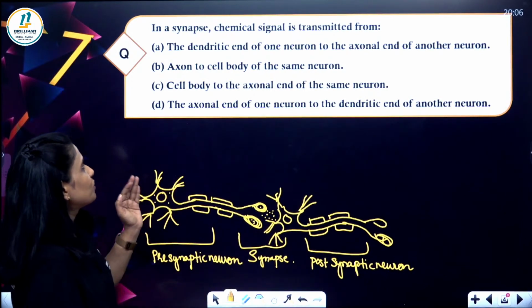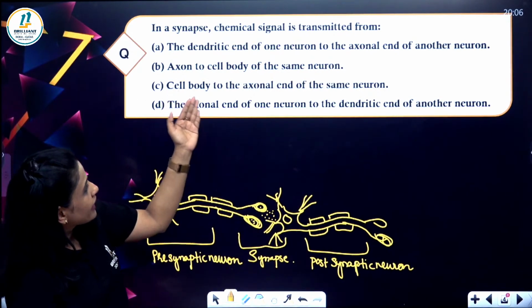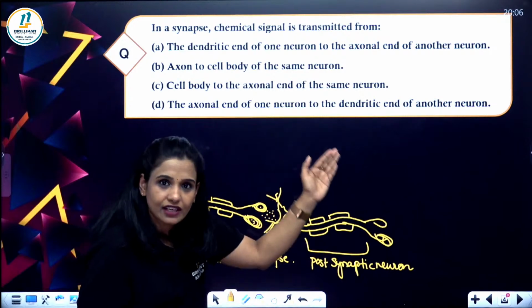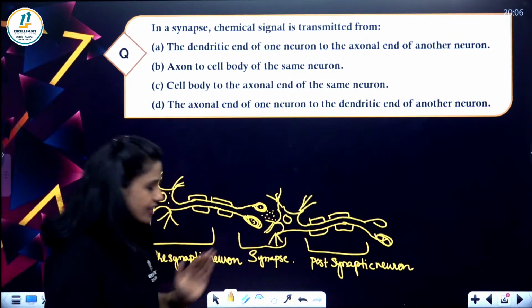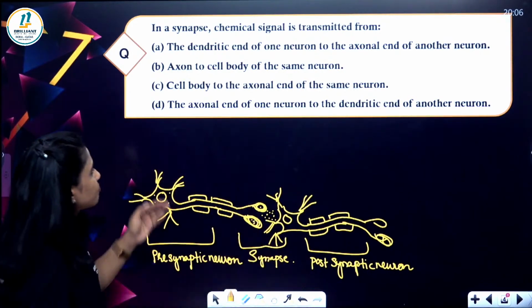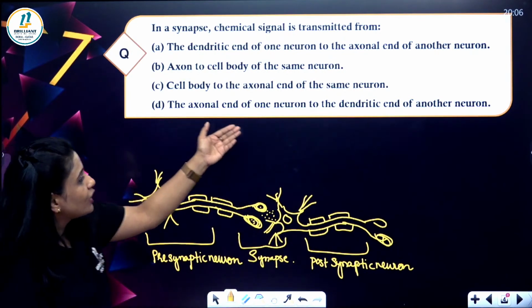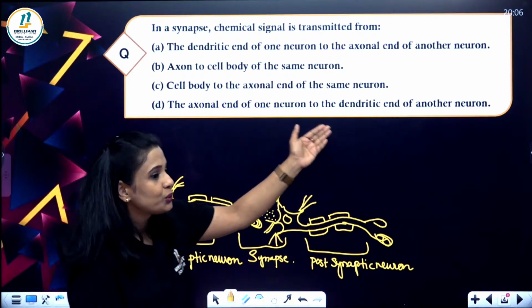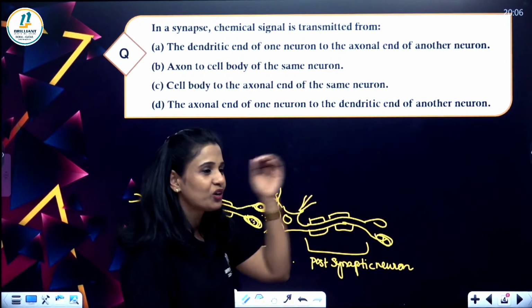So here is the question. In a synapse, chemical signal is transmitted from. The chemical signal is transmitted from the axonal end of one neuron to the dendritic end of another neuron.